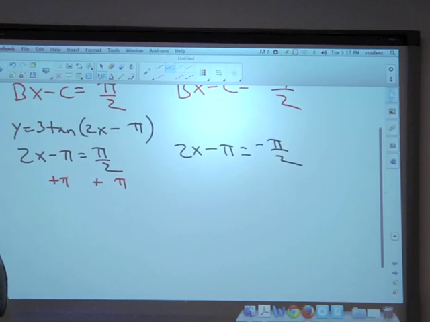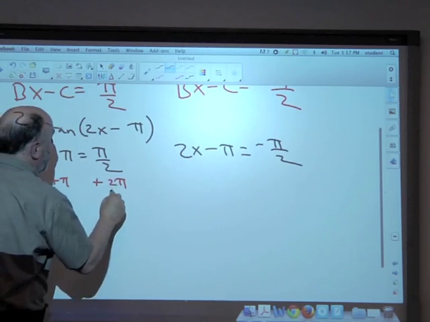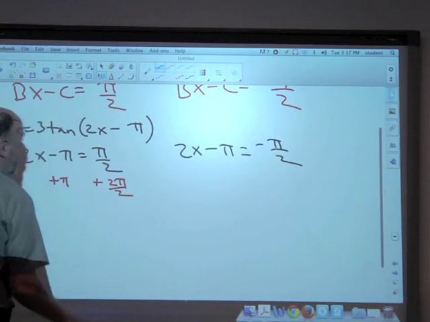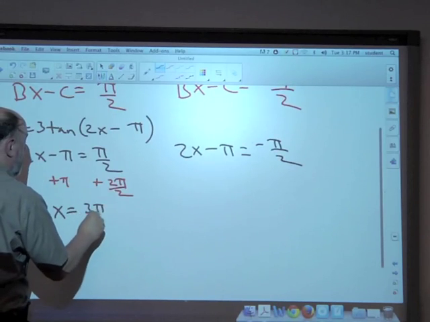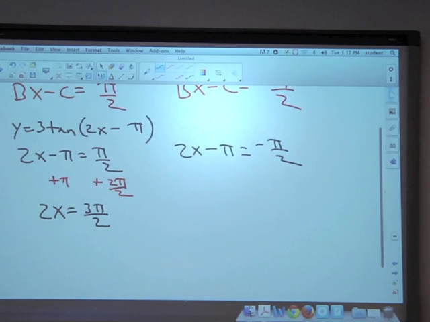Again, in order to add fractions, we need to have a common denominator. So pi, I'm going to rewrite as 2 pi over 2. So we get 2x. Pi over 2 plus 2 pi over 2 gives us 3 pi over 2. Right? What's the opposite of multiplying? Divide. Where did that other 2 come from? Because in order to add or subtract fractions, I need to have a common denominator. So pi is the same thing as saying 2 pi over 2. Okay?